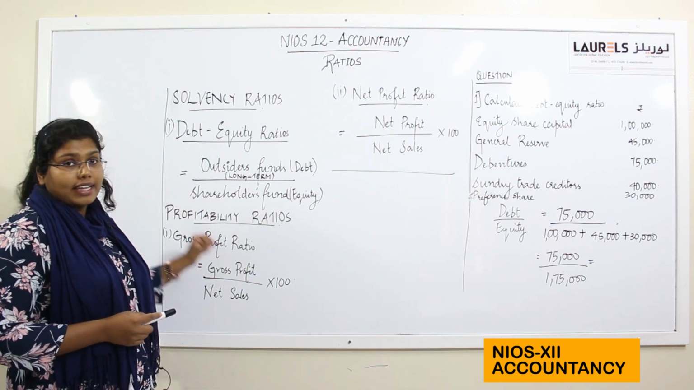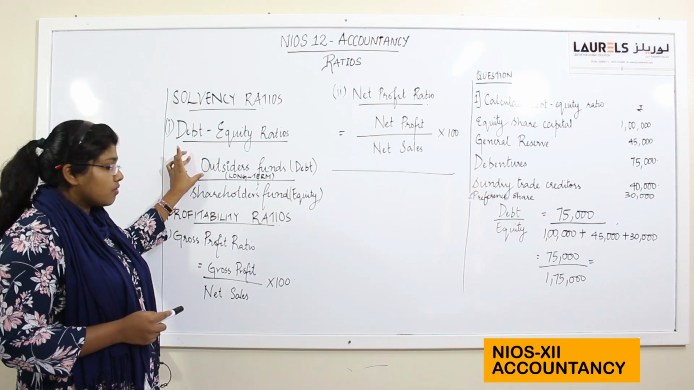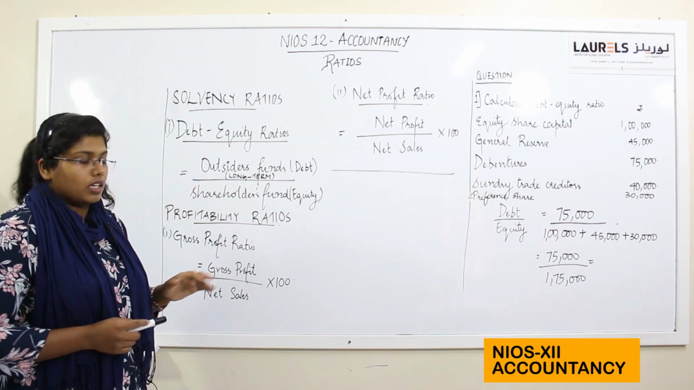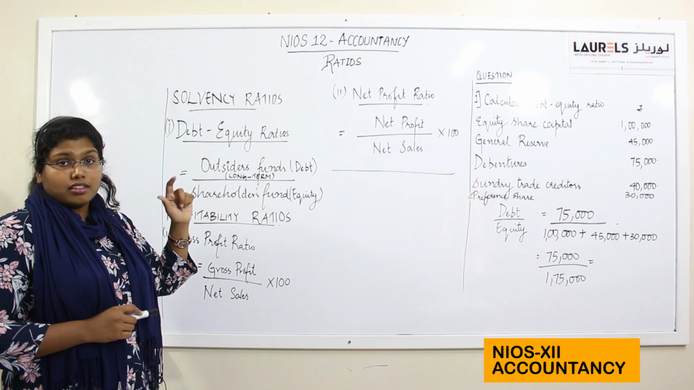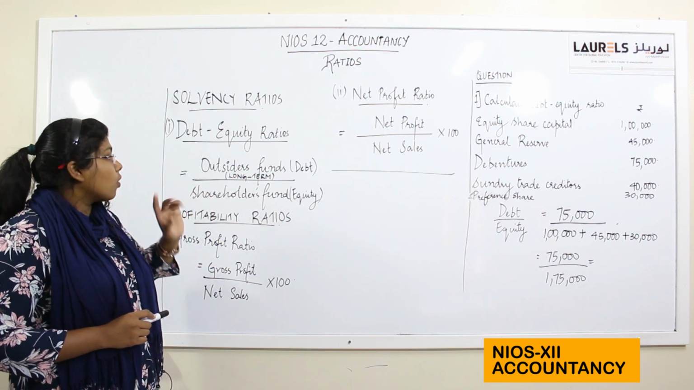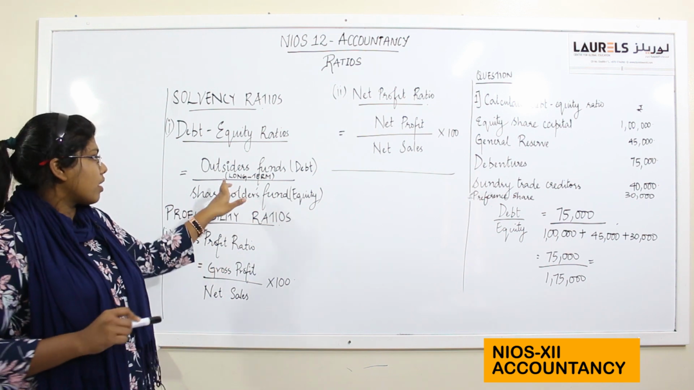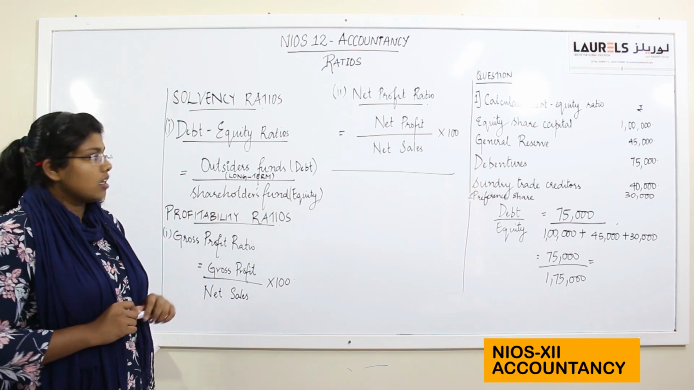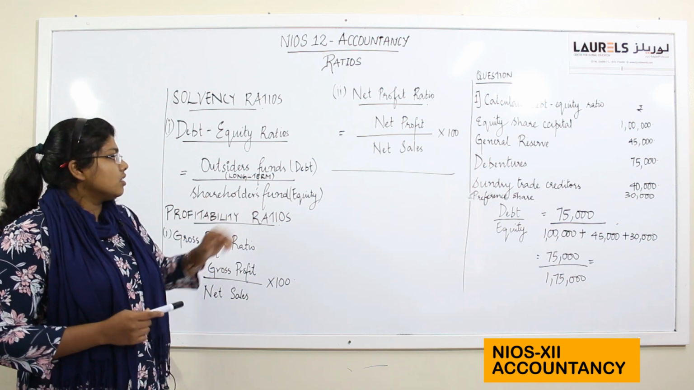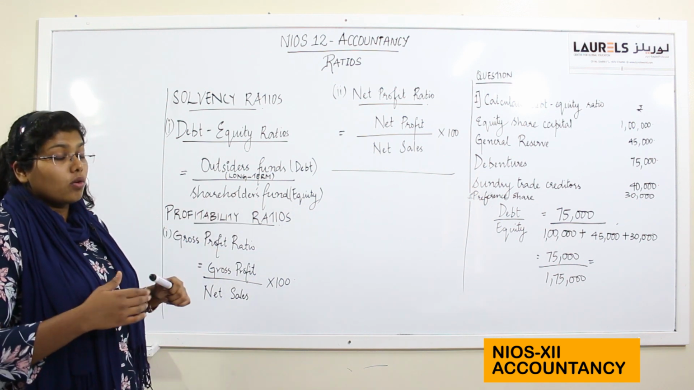So this ratio will tell us how much outsiders fund we are using compared to how much shareholders fund we are using. One specific thing you need to take into consideration is that we take only long term debt. That is why I have written long term debt in brackets. So it is long term outsiders funds divided by shareholders equity or shareholders fund.